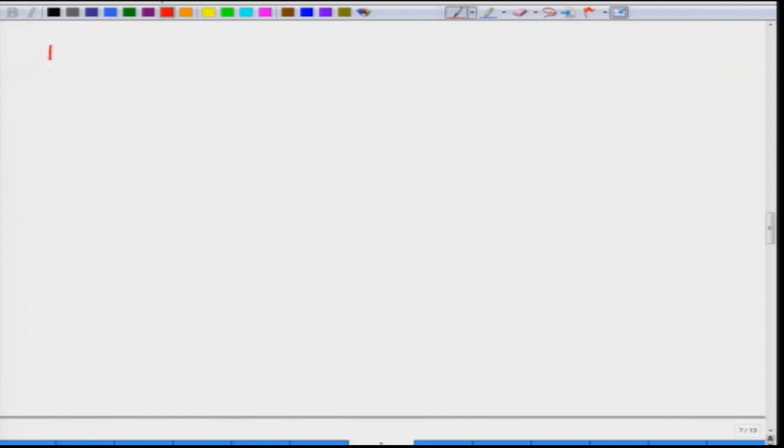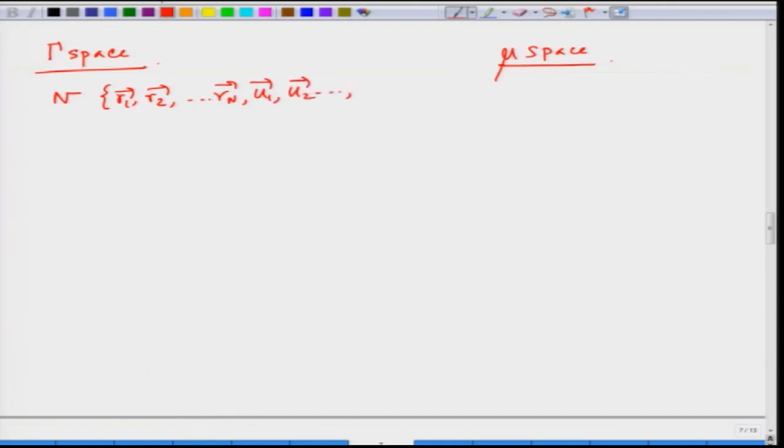Now, let me introduce two very important concepts. They are associated with the concept of phase space: one is the concept of gamma space, another is the concept of mu space. Okay. Now, gamma space is, let us take a system of n identical particles, which are behaving classically. If we restrict ourselves to a 3-dimensional universe, the complete set of the system will be given by R1, R2 up to Rn, and U1, U2 up to Un, right. Everyone has 3 components, so it will have 6n components, right.